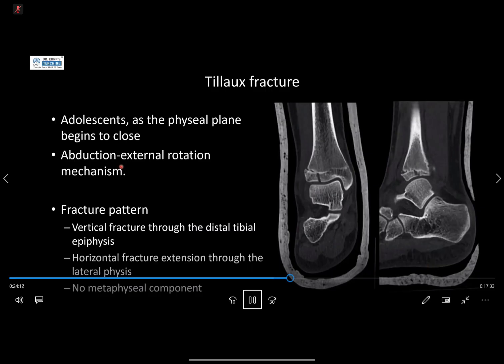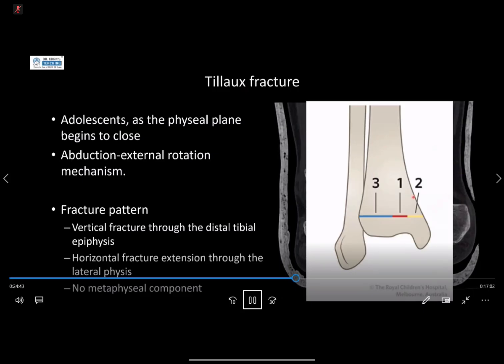So ankle abduction, external rotation, that's a mechanism that's quite similar for a lot of the other ankle injuries that you get in adults. And then depending on whether it's internal or external rotation, you get the medial band or lateral band of ligament injuries. So as I mentioned earlier, there's a fracture pattern. It's a vertical fracture through the distal epiphysis and then through the lateral physis chondral component, and this off the ankle.